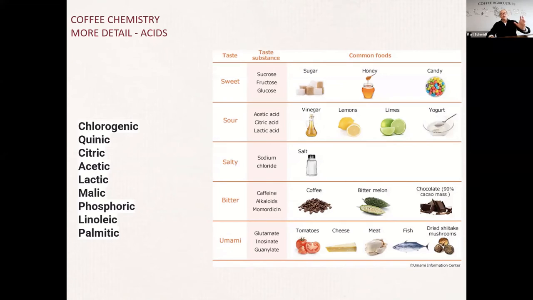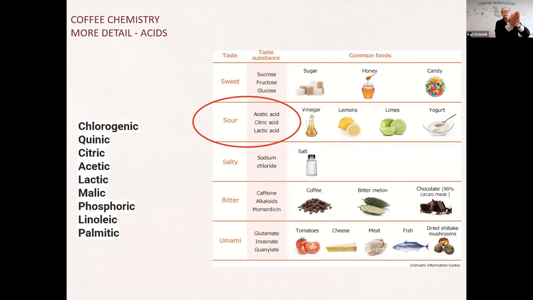Where are they? Where, in more detail, do these acids play a role? In which of these categories are they playing a role? Now, for sour, there's chlorogenic acid if it breaks down into quinic and caffeic acid.